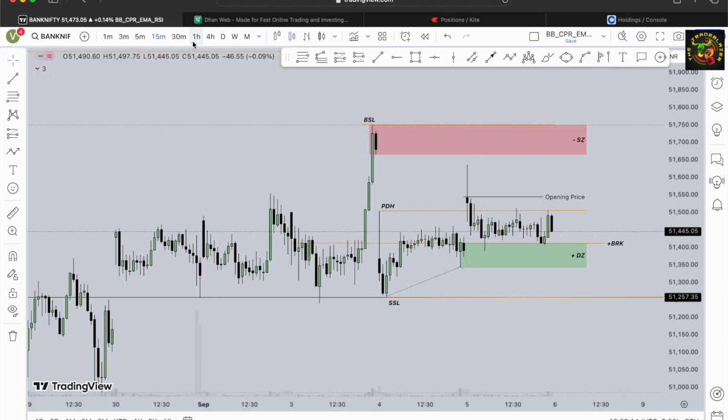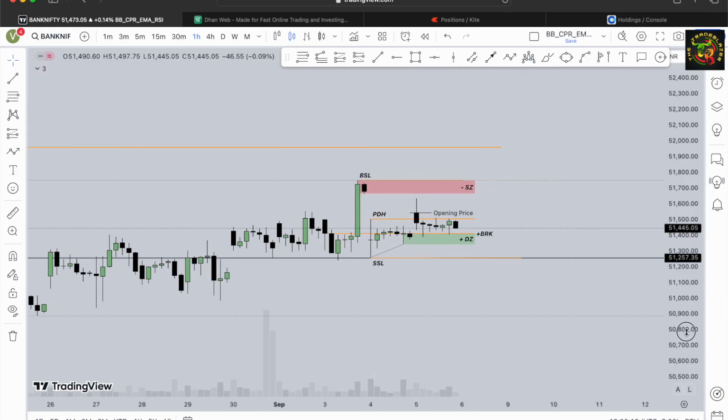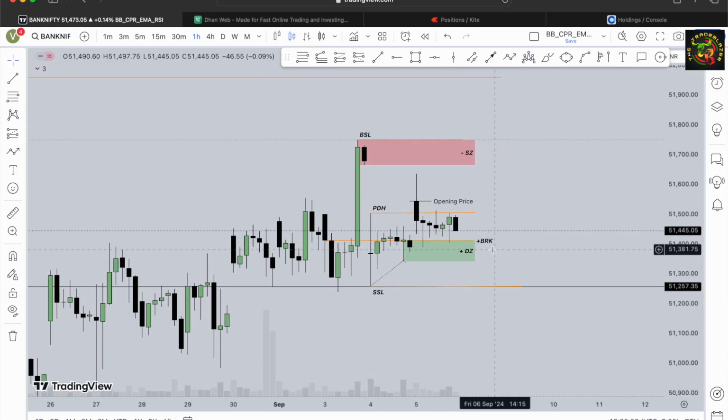Now let me switch back to the 1 hour time frame. The breaker block, BRK, is a bullish breaker block. You can see that this is the breaker block I have marked in the 1 hour time frame. So what is a bullish breaker block? It is a failed bearish order block. This was previously a bearish order block, and when this huge green candle closes above this order block, it automatically becomes a bullish breaker block, which will act as a support.